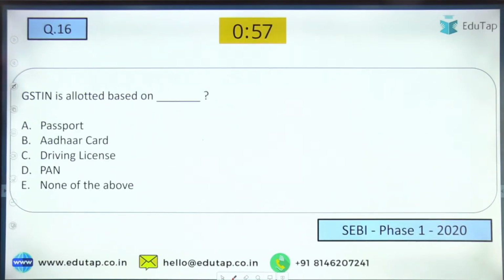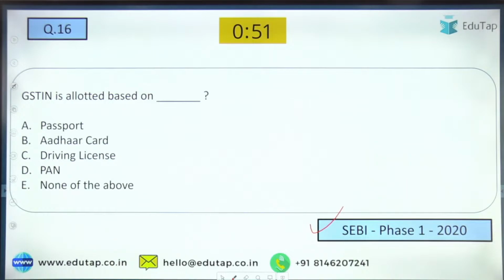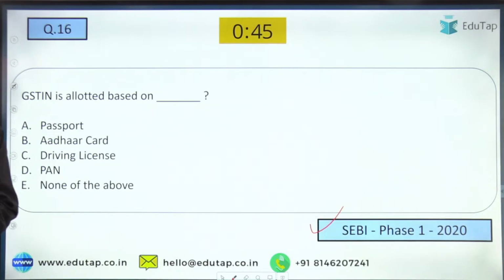GST-IN is allocated based on dash. So this question was asked in SEBI Phase 1 2020. So you can see such types of easy questions are also asked. Not all questions are difficult in the examination. So please try to answer it. Yes, very good, Chetan. Special and normal. GST-IN is based on what?